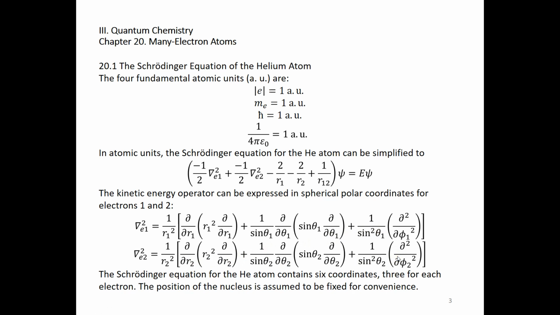Even if we convert everything into spherical polar coordinates, we still cannot solve this Schrödinger equation. Because the Schrödinger equation now contains at least 6 coordinates: r1, theta 1, phi 1, r2, theta 2, phi 2. And also the distance between the two electrons, R12, can be really complex.